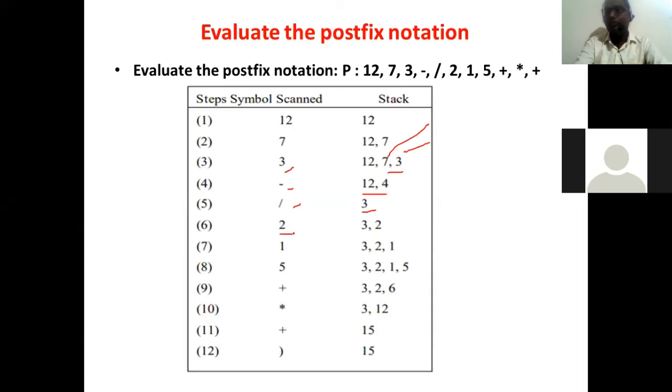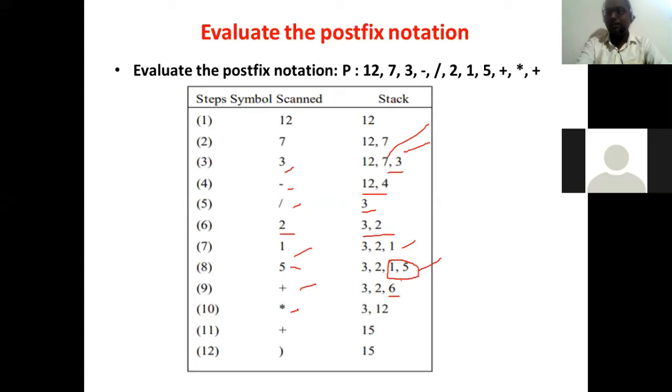Then 2, so add 3, 2. Then there is 1, so again add to the stack: 3, 2, 1. After that 5, so 3, 2, 1, 5. After that there is plus, so pop two elements from the stack. The first element 5 comes out, the second element is 1, so 1 plus 5 you get 6. Whatever 6 we got, we push into the stack.